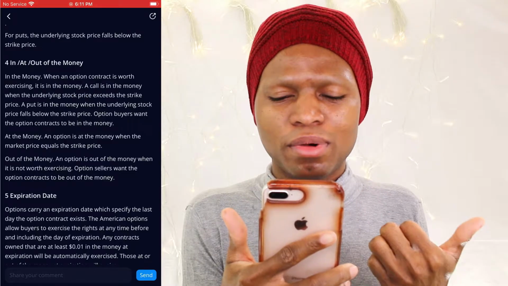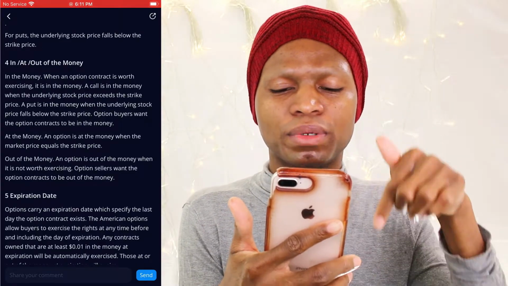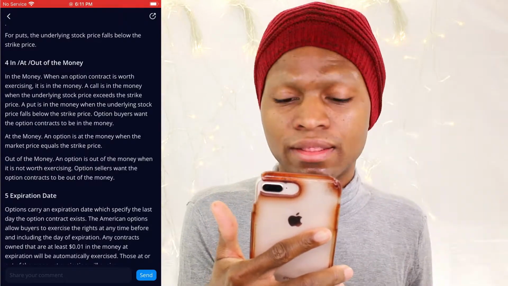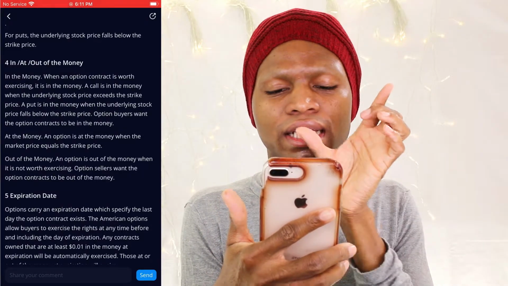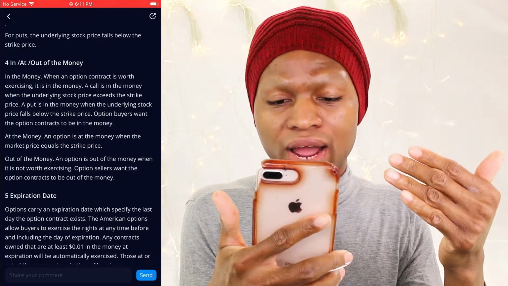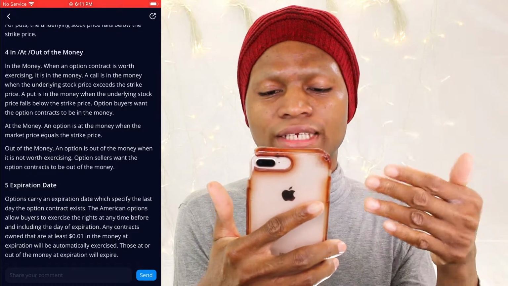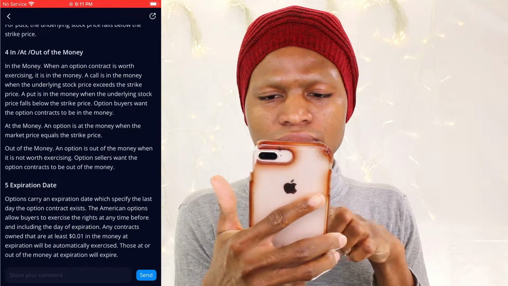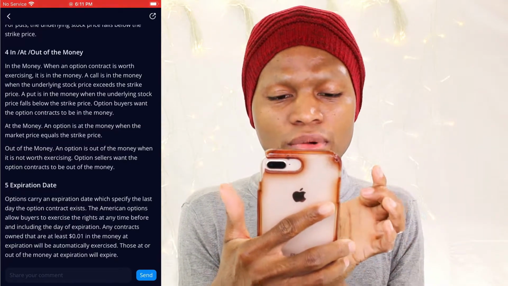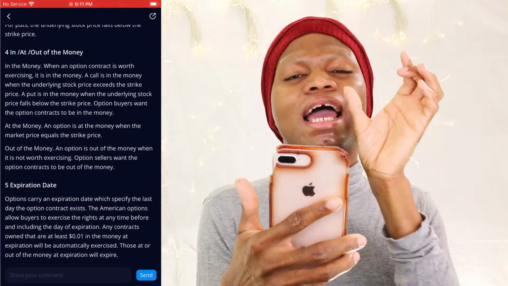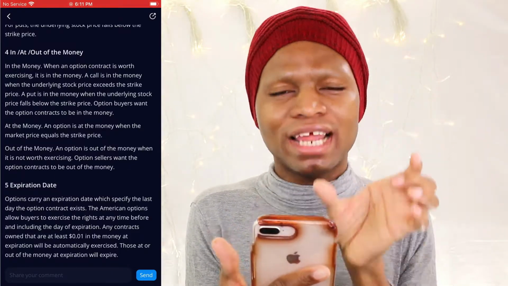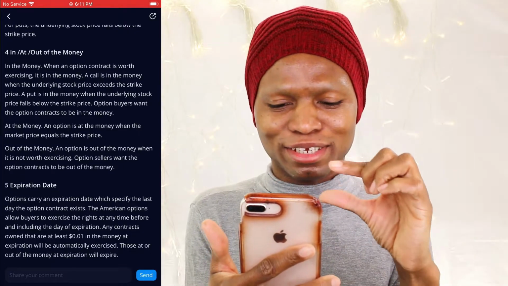So a put is in the money when the underlying stock falls below the price. Option buyers want the option contract to be in the money. At the money is when the market price equals the strike price. So we have in the money, at the money, and out of the money. What I just said is that at the money is when there's equality, right?